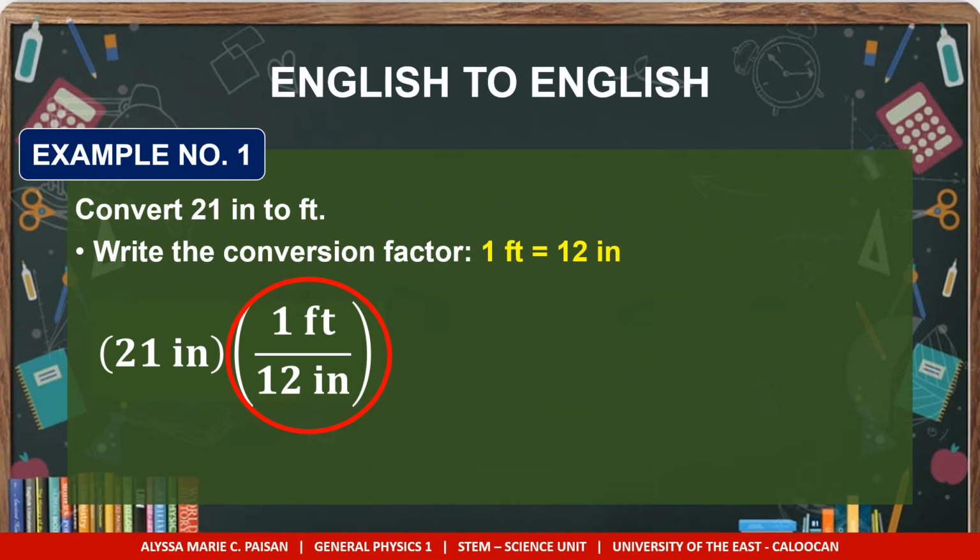Remember that when one unit is in the numerator, this one, or expressed as a whole number, this one, we will be able to cancel it by multiplying it with a fraction where the unit is written as denominator, this one, whole number, and then we have the unit inches in the denominator. Going back to this example, we can now cancel the unit inches. And then using your calculator, you will get the final answer, 1.8 feet.